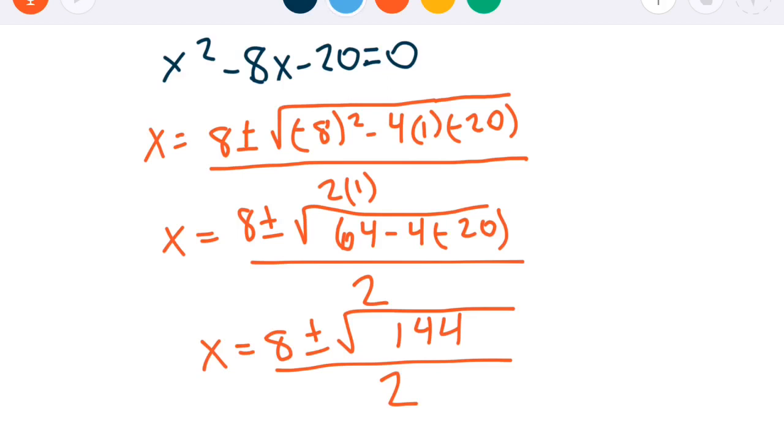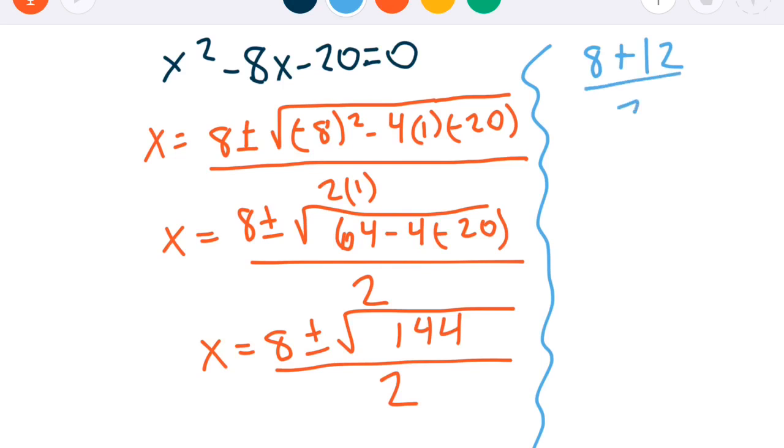Alright, so I'm going to kind of break up the problem here. I'm going to separate it. So now, this is where we're at. We have 8 plus or minus the square root of 144 divided by 2. So we're pretty close to getting our solutions here. Remember the plus or minus? So our two solutions, we're going to have 8 plus, what is the square root of 144? It's 12. And then that's going to be divided by 2. So we have 20 divided by 2, which is 10. So that's going to be one of our solutions.